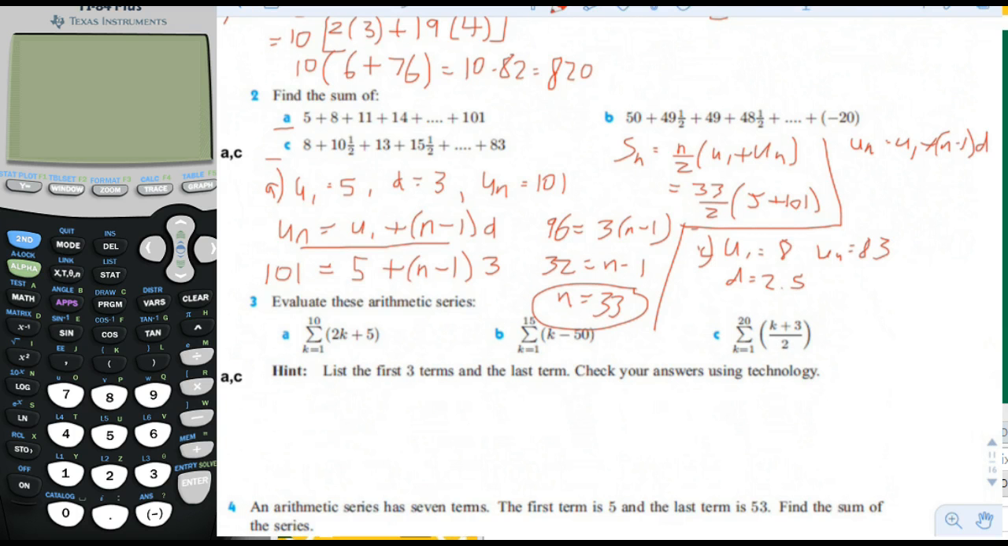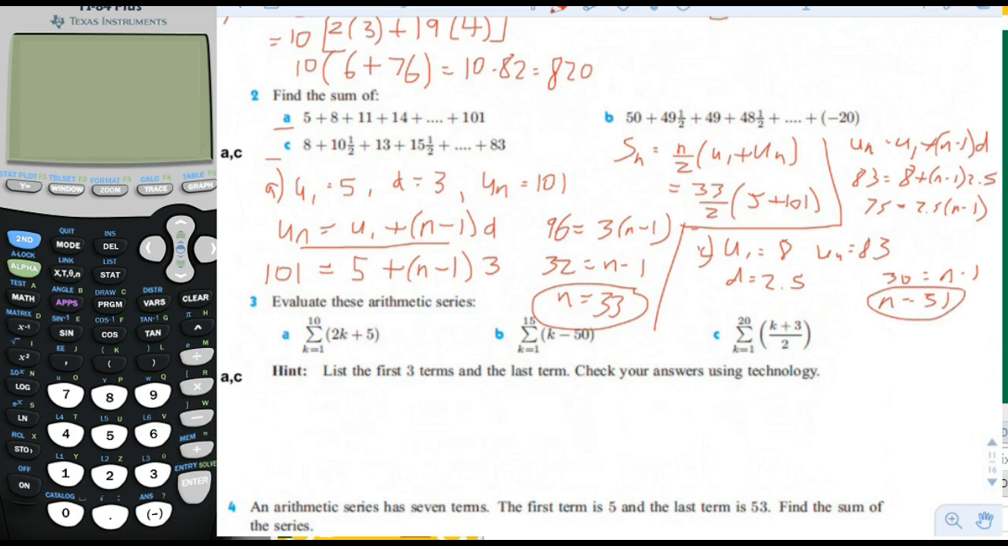and you are going to solve for n minus 1. So that would be 75 equals 2.5 times n minus 1. Divide both sides by 2.5. We get 30 equals n minus 1. N is equal to 31.